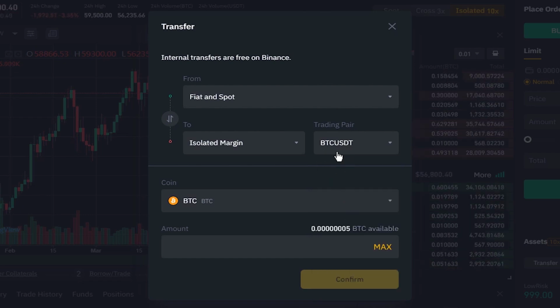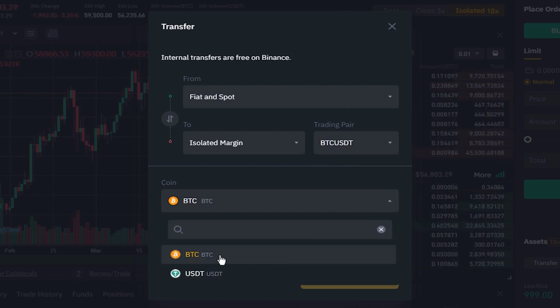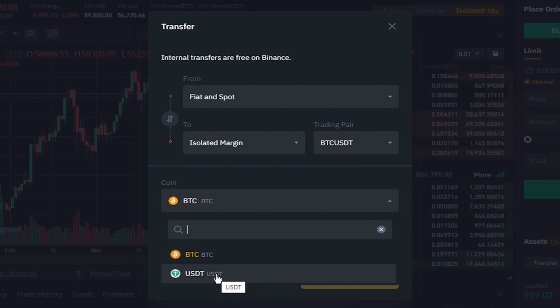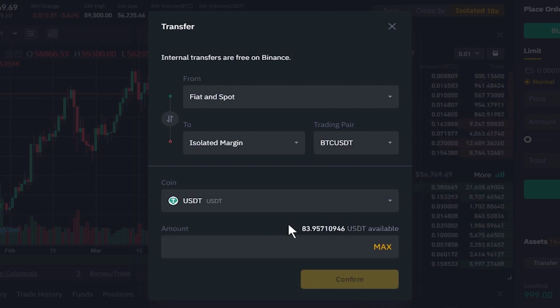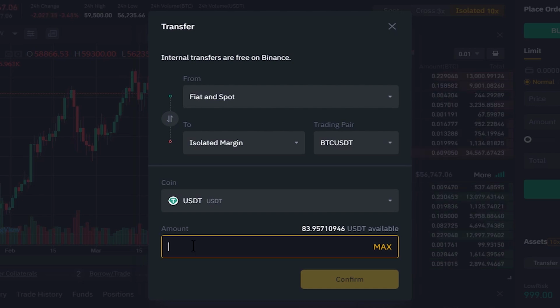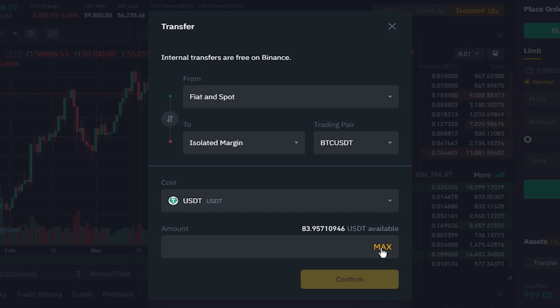Because BTC USDT is selected, here we have the two coins, BTC and USDT. I have USDT for transferring, so I select USDT. Here it shows how much USDT I have available to transfer. You can enter your desired amount here, or just by clicking on the max, all the available USDT will be entered here. Pay attention that we are transferring to isolated margin wallets, so this initial fund or margin or collateral that we are transferring is specifically for this trading pair that we have selected here.